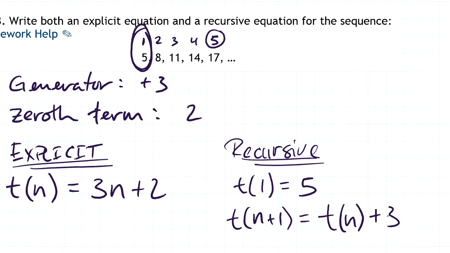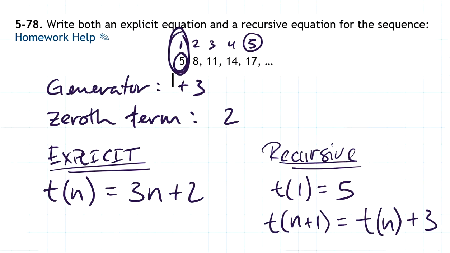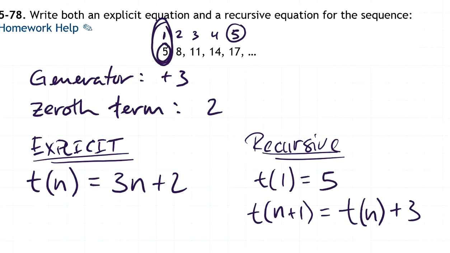So you can see, for example, if I'm starting at 5, to go to the next, it says the next is just 3 more than what you're at. So 5 plus 3 is 8. And the next after that is 8 plus 3 is 11. And the next after that, 11 plus 3 is 14. So there's both the explicit and the recursive equations for this sequence.